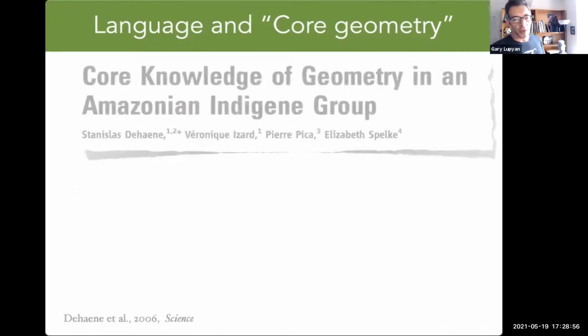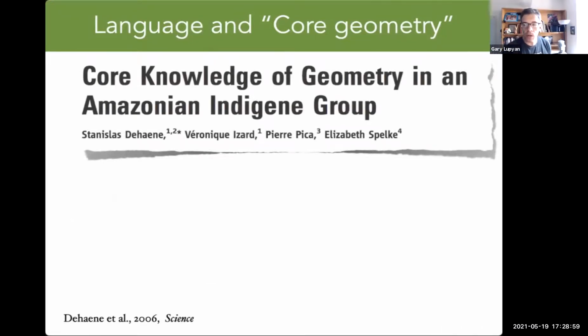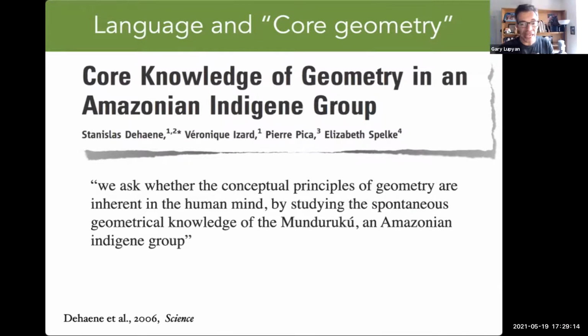I imagine many of you are familiar with this paper and some of the subsequent work that followed from it. So this is an example of, I think, this kind of error. Core knowledge of geometry in an Amazonian indigenous group. The authors write, we ask whether the conceptual primitives of geometry are inherent in the human mind, okay, by studying spontaneous geometric knowledge of a group that doesn't, according to the author, have this sort of cultural support, no formal education, no specialized vocabulary. And if they can do the task, the logic is that it reveals that they have this knowledge as it's part of core human knowledge.